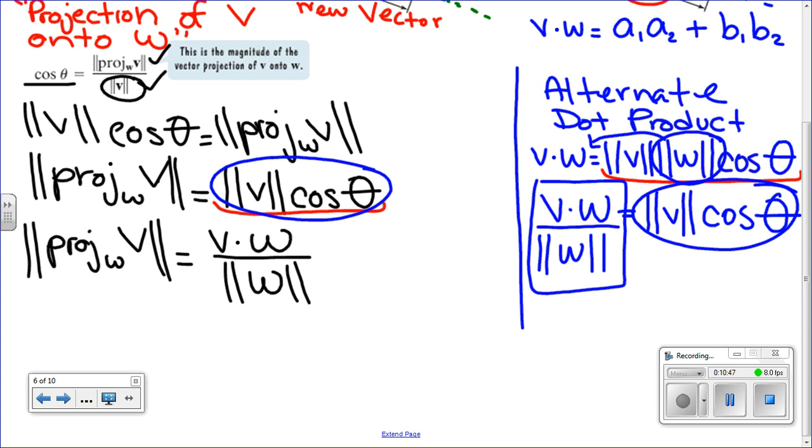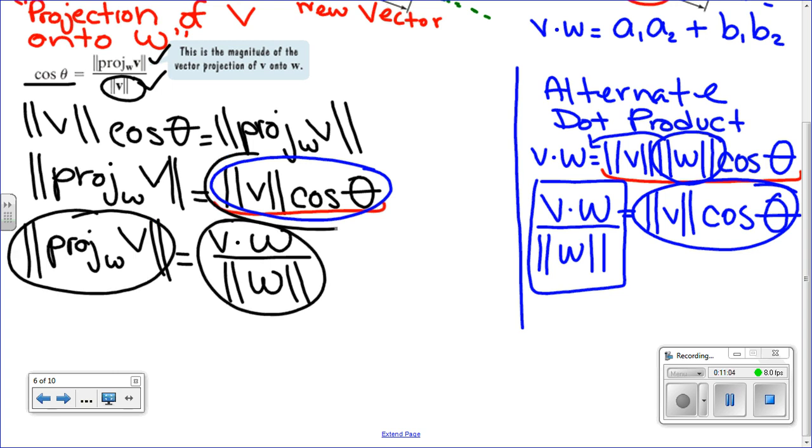Okay, and so now we have three equivalent expressions. This one, and this one. Okay, and so that is the formula to find the magnitude only. Now, how do we actually find the vector? And so what we do, this is the magnitude of the projection, okay? How do we find the vector?